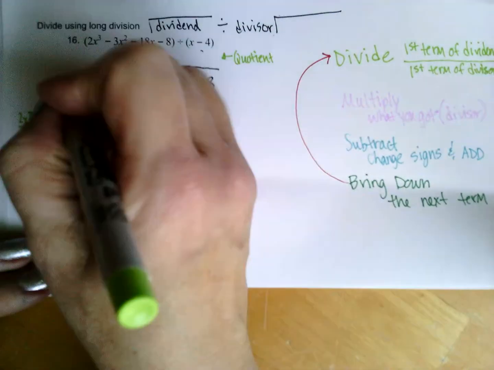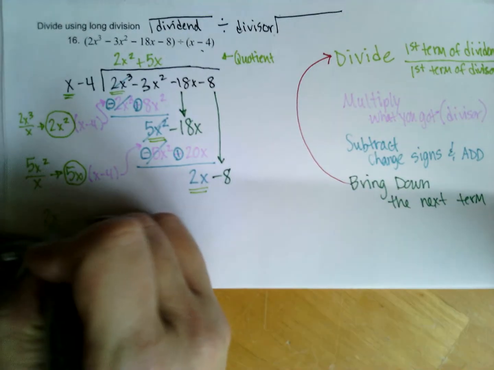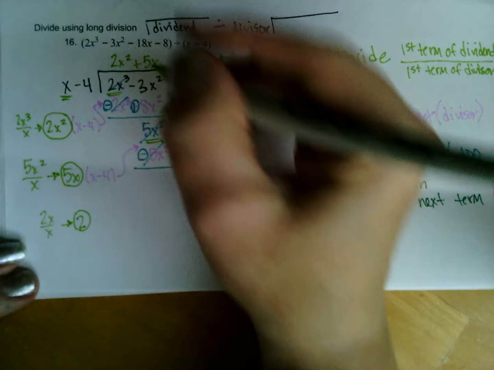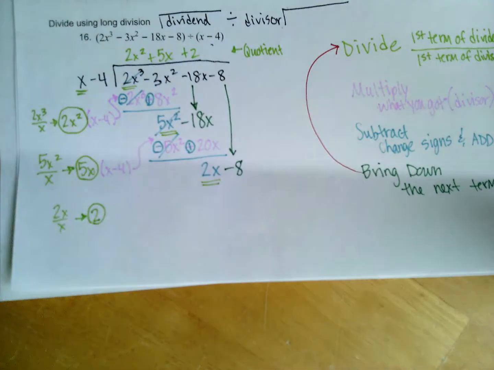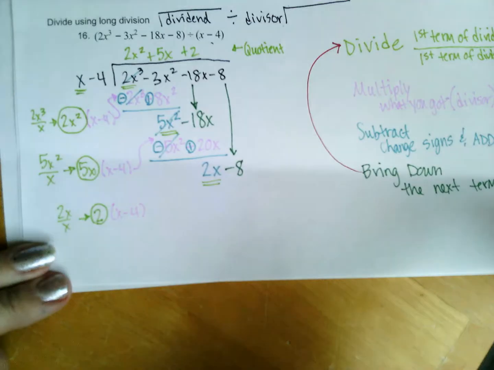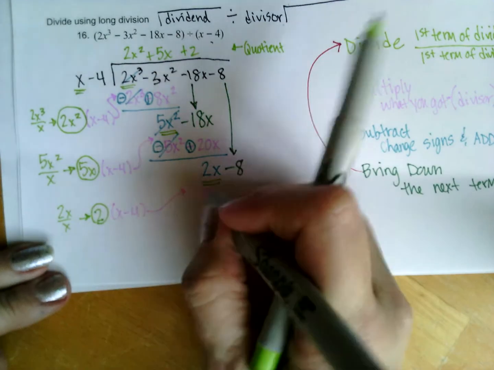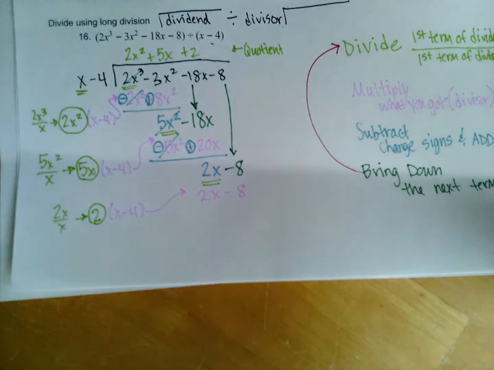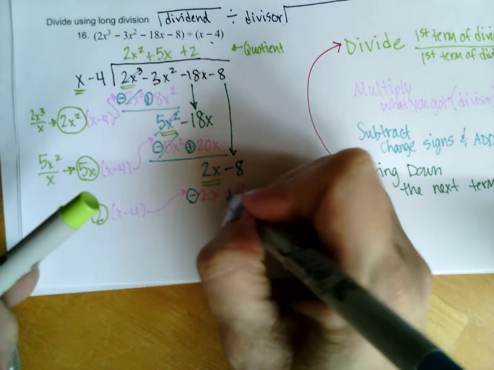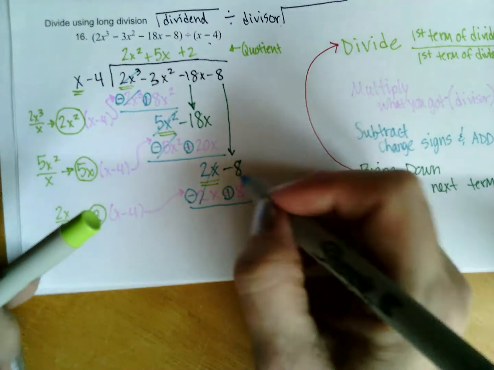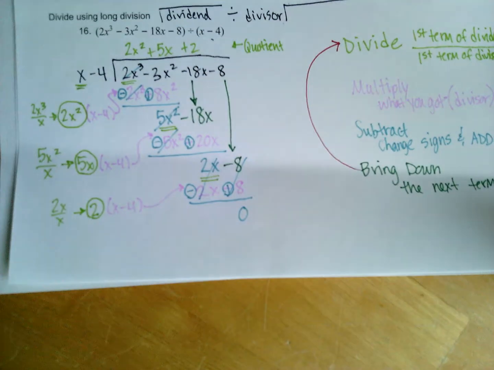Divide. Multiply. Subtract. And look at that. We have a remainder of 0.